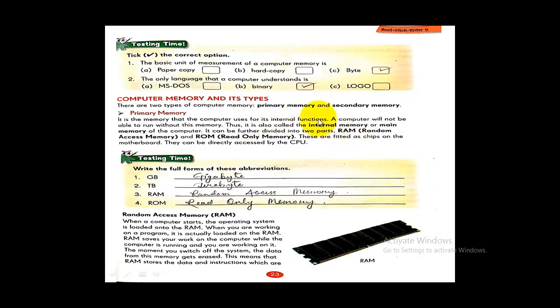Okay. Now this primary memory can again be divided into two parts. The first one is RAM and the second one is ROM. RAM stands for random access memory and ROM stands for read-only memory.